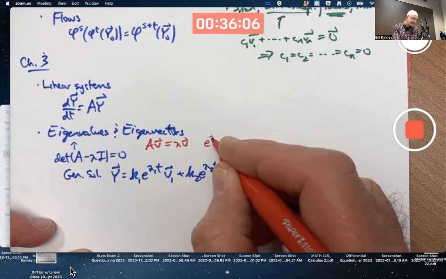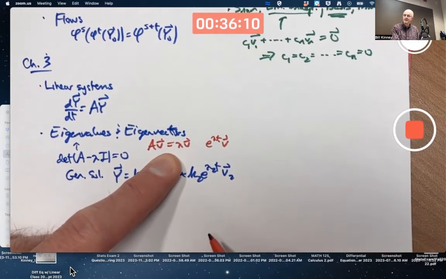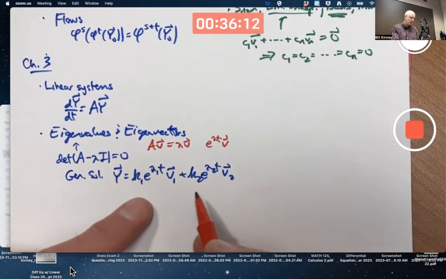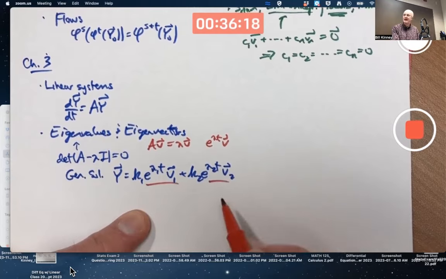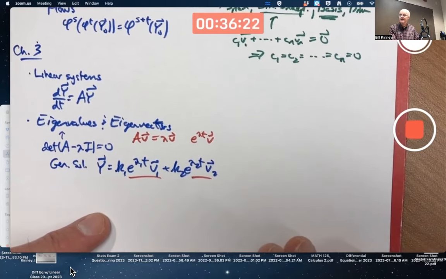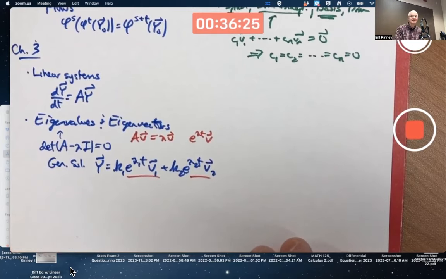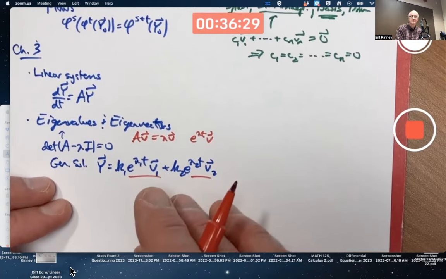e to the lambda t times V is a solution if V is an eigenvector with eigenvalue lambda. Forming arbitrary linear combinations of them will span the solution space. These two vectors will be a basis for the solution space. It's a function space in this case, though we're still visualizing the solutions as parametric curves.